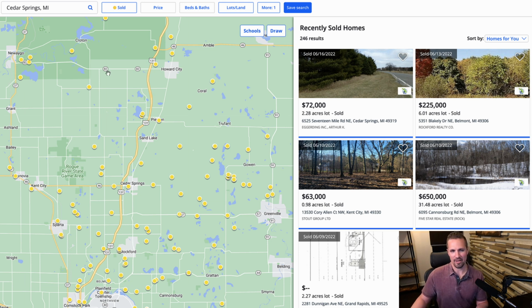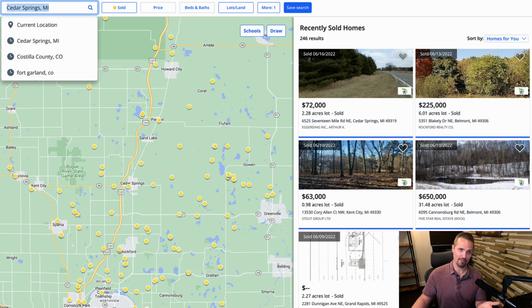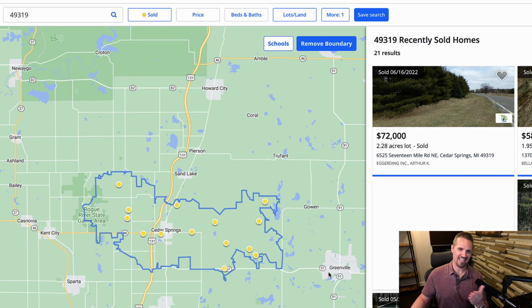And also keep in mind, another way you can search here is not by the city or the county name, but you can even go by the zip code that the property is in. So we could do that too. I'm going to go ahead and try that here. And you'll see that it now gives us a new boundary, and it gives us fewer comps, and it zeroes in even closer than it was before.